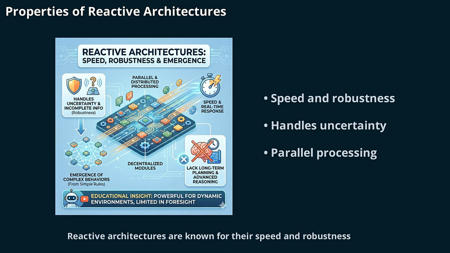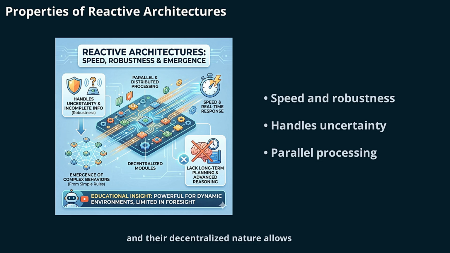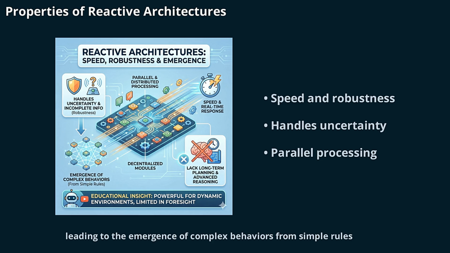Reactive architectures are known for their speed and robustness. They can handle uncertainty and incomplete information, and their decentralized nature allows for parallel and distributed processing. Multiple reactive modules can operate simultaneously, leading to the emergence of complex behaviors from simple rules. However, they lack long-term planning and advanced reasoning capabilities.